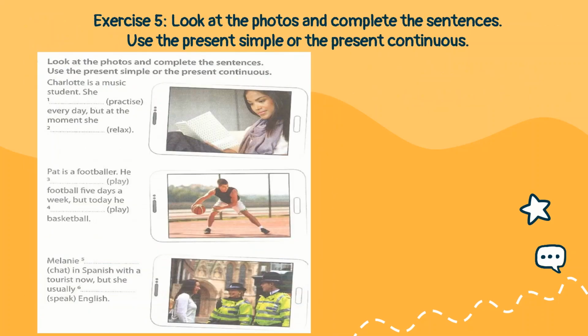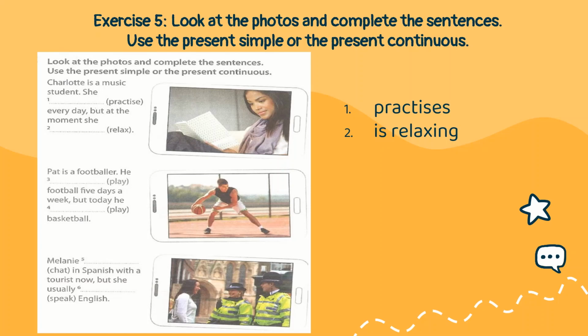Exercise 5. Look at the photos and complete the sentences. Use the present simple or the present continuous. Okay, number 1. Charlotte is a music student. She, okay, the word that we are supposed to use is practice, but every day. So every day means it is present simple. So we have to add s or es to the verb. Okay, so if she, okay, we add s, practices. She practices every day, but at the moment means it's continuous. So she is relaxing.